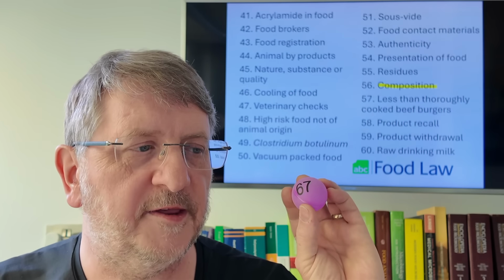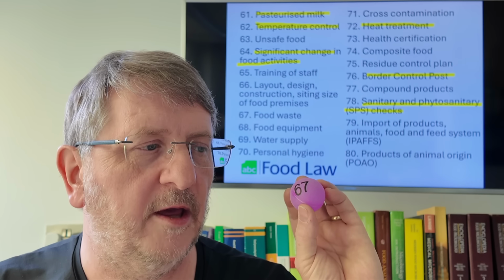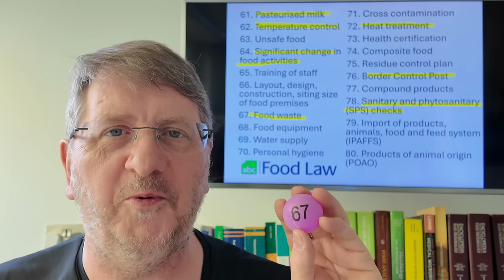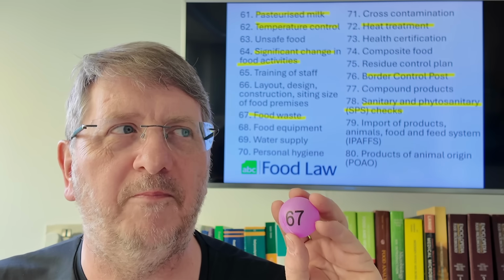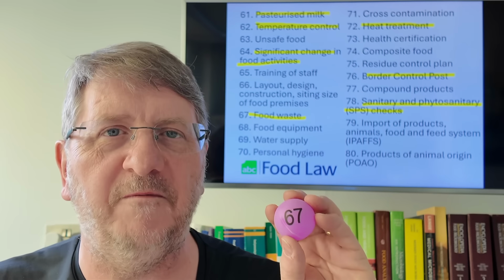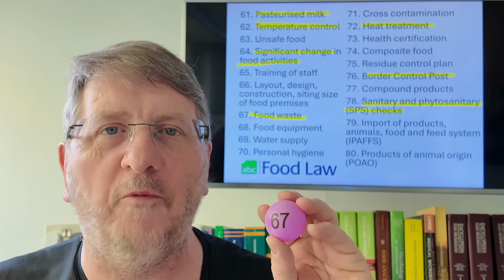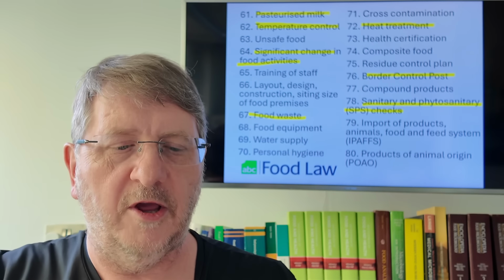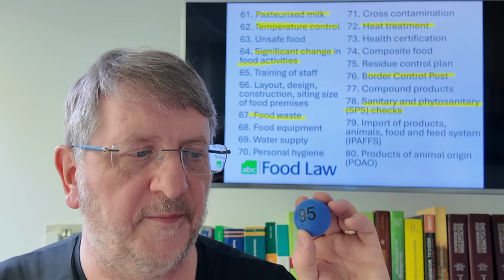67 is food waste. If you're producing food, you're bound to produce food waste. How you manage that and prevent it from contaminating foods and generally making sure it's got rid of appropriately is a food hygiene issue. So then we move on to 95.